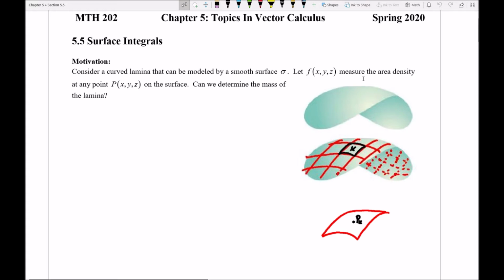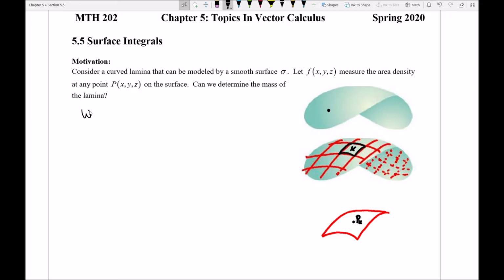Now, what we're going to imagine here is that we're going to have a function of three variables, but this function doesn't create this 3D surface. What it does instead is it maybe measures the area density at any point that is on that particular surface. So, if you were to imagine a point on this particular surface, maybe right here, my function f would actually be measuring the density at that particular given point. So what we want to try to do is to answer the question, is it possible that we could determine the mass of this lamina, the mass of this surface?